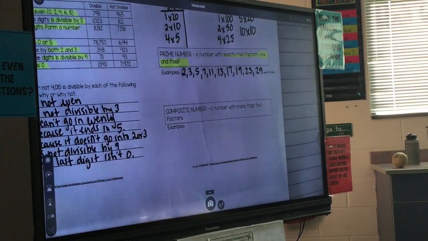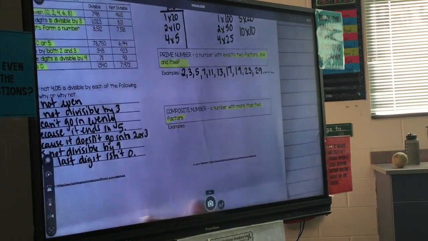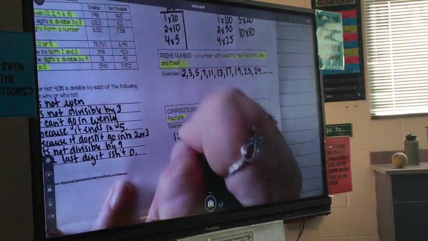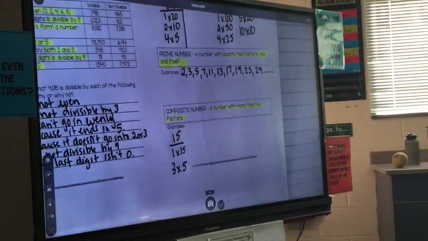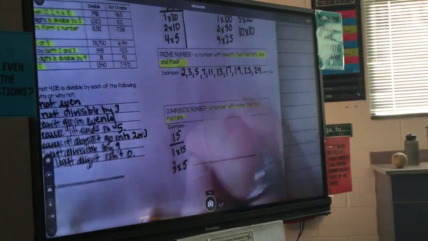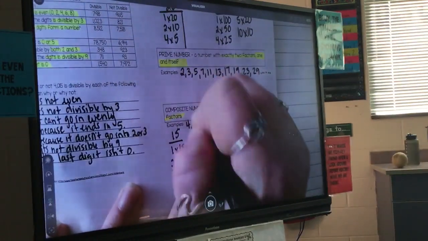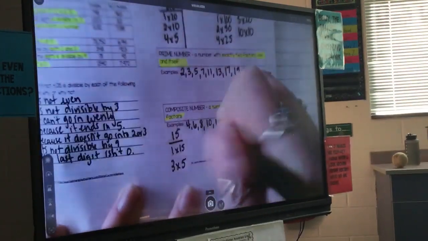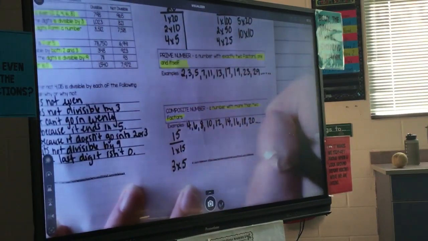Okay, a composite number is a number with more than 2 factors, all right? And we're going to use 15 as the example. So it's 1 times 15 and 3 times 5, okay? So that's your example. So here, why does 2 not work? What's special about 2? Silas? It's only got 2 factors, 1 and itself. It's the only even number that is not a composite number. All right, so you have 4, 6, 8, 10, 12, 14, 16, 18, 20, and so on and so on.